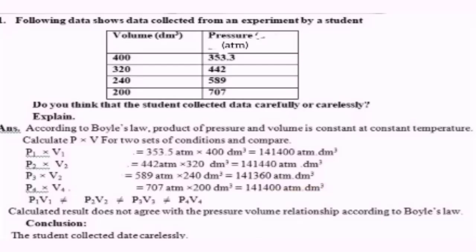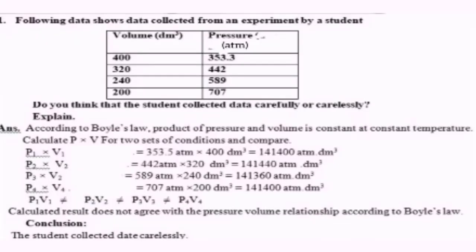Now we write all the values in a comparison form. P1 V1 is not equal to P2 V2, as we can see from the values. P1 V1 is 141,400. P2 V2 is 141,440. P3 V3 is 141,360, which is again not equal to P4 V4, which is 141,400.